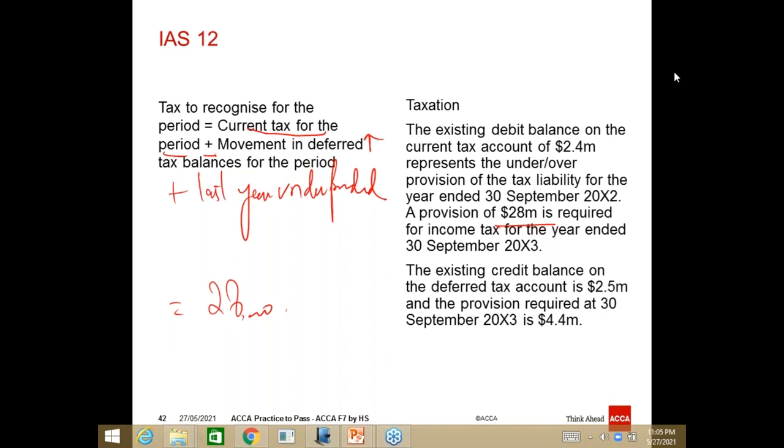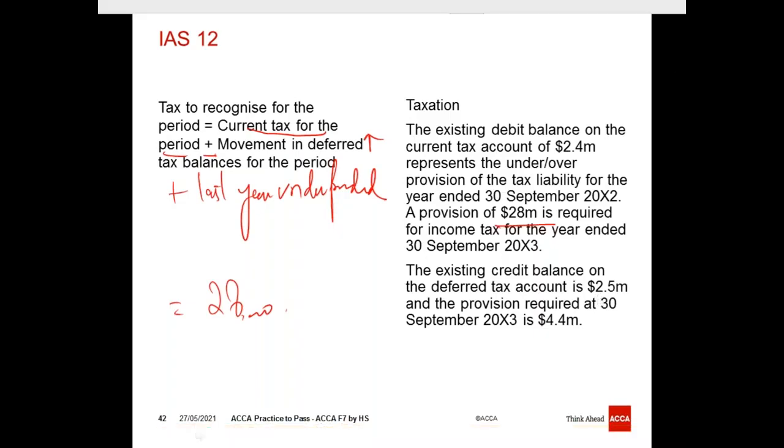The current year's tax is 28,000. The existing credit balance in the deferred tax account is 2.5 million. And the provision required is 4.4 million. It has a debit balance of 2.4 million. That means it's an under provided tax of 2,400.